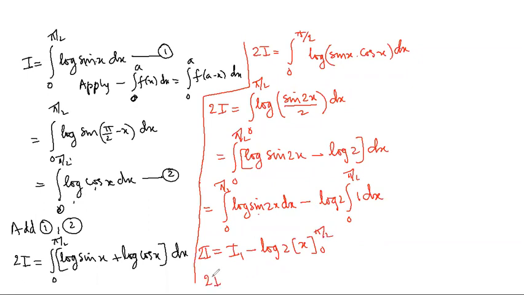So 2I is equal to I1 minus pi by 2 log 2. Actually, frankly speaking, my integration is completed. This is all I have to do. This much step only you have to remember. Now my next step is something different. My next step, what I'm going to do, is very interesting.